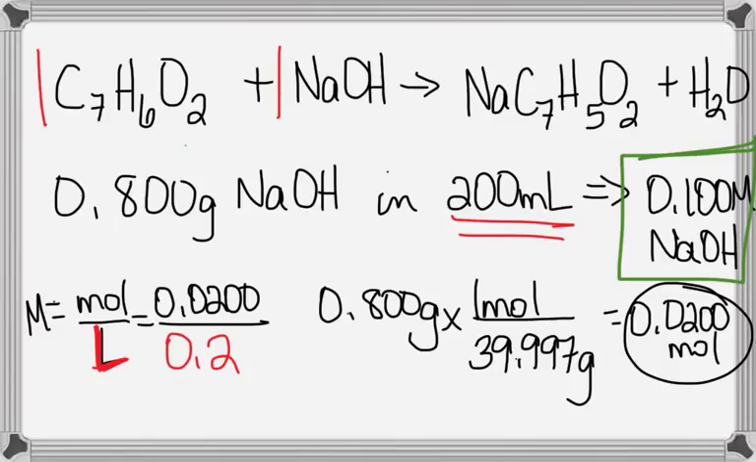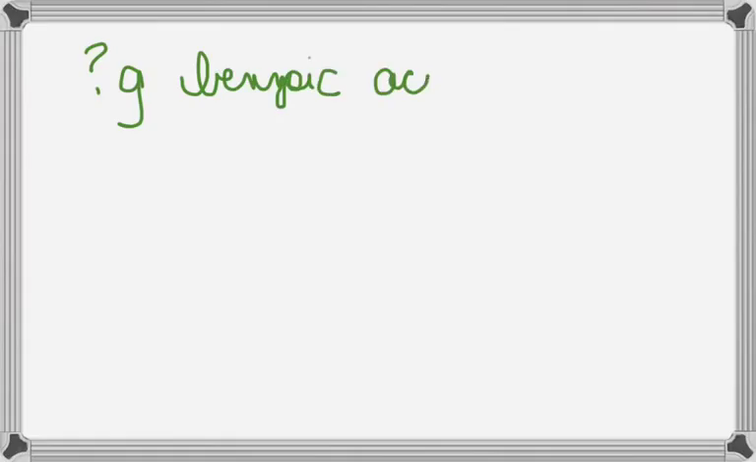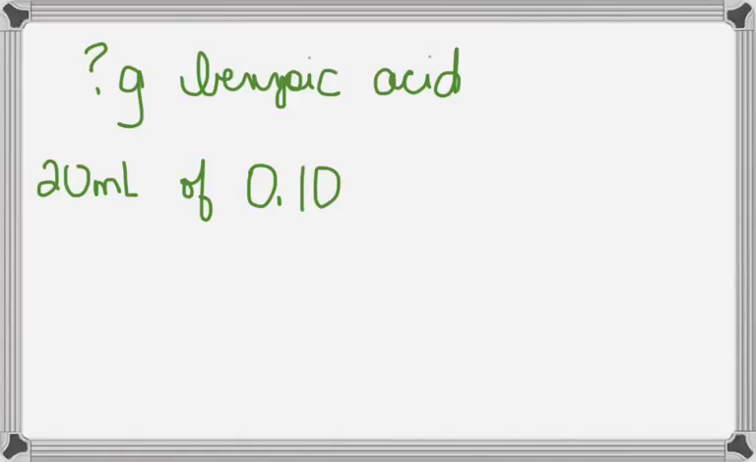Now the question says, in problem 4, it says calculate the mass of benzoic acid. So how many grams of benzoic acid are needed to react with 20 milliliters of 0.10 molar sodium hydroxide?